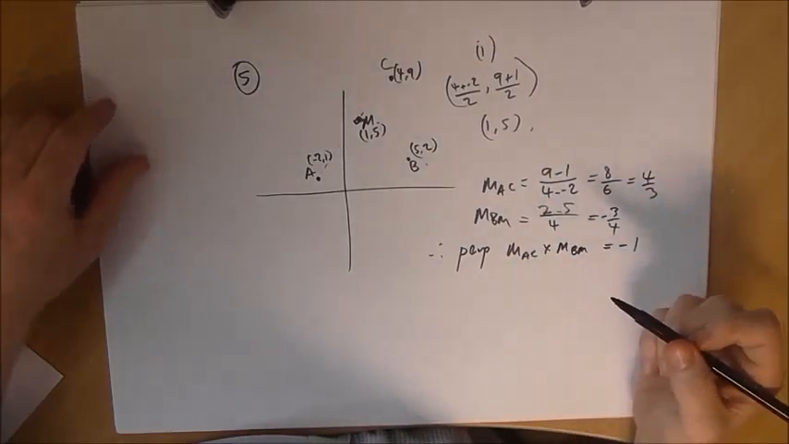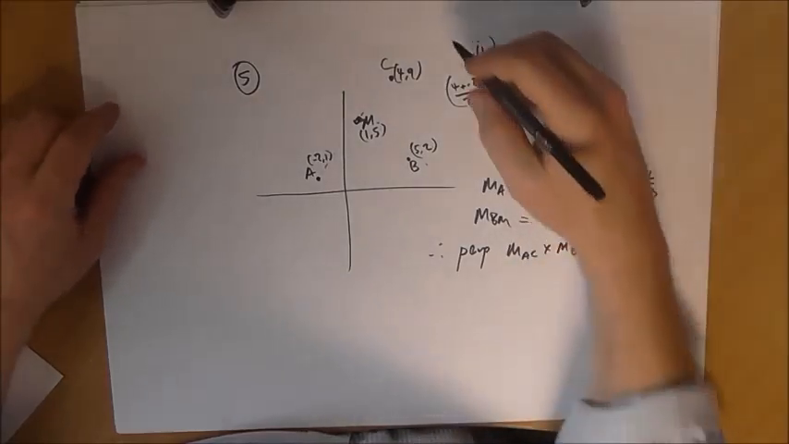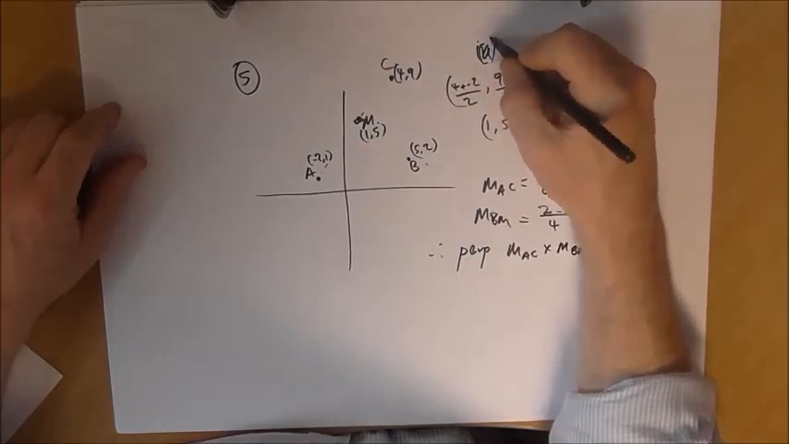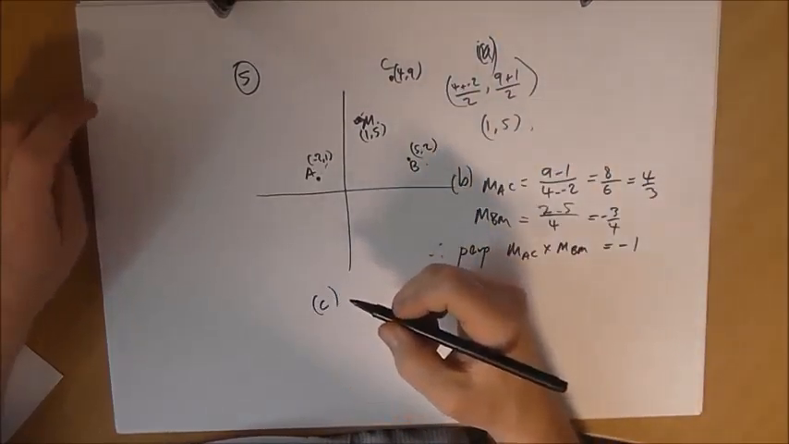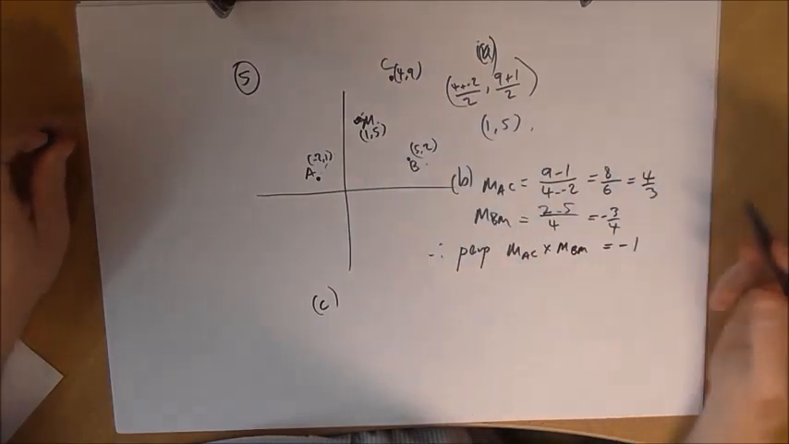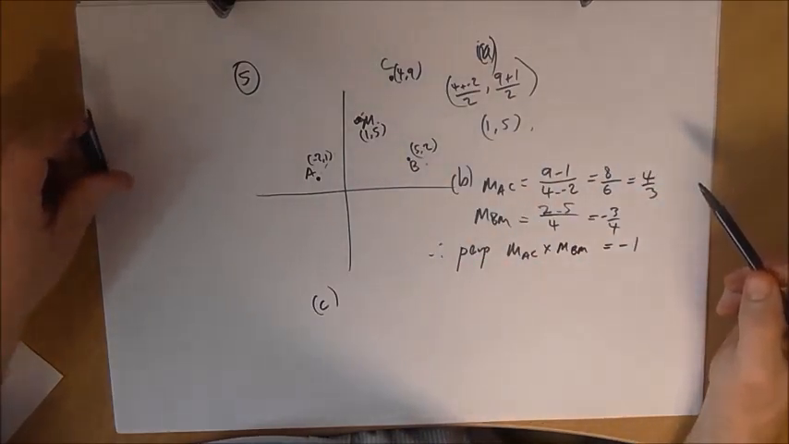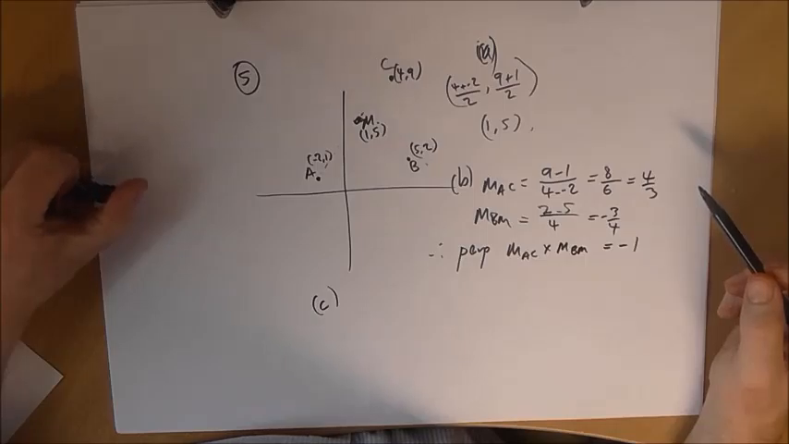So that's Roman numeral part. So that's part B. Sorry, that part there was A. That's part B. Part C. Use the result of part B to state the mathematical name of the triangle.